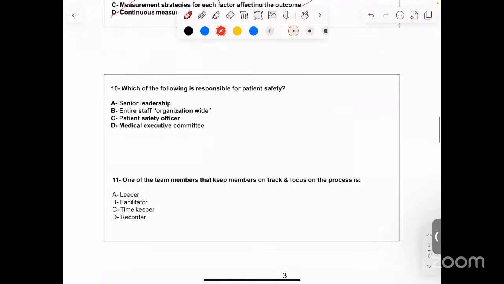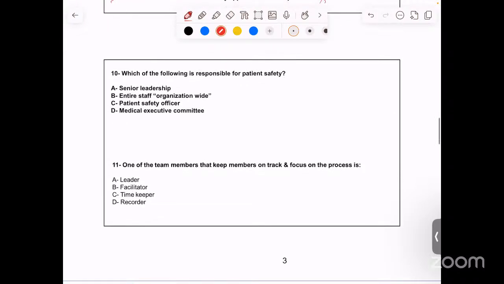Number 10. Which of the following is responsible for patient safety? A, senior leadership; B, entire staff organization-wide; C, patient safety officer; D, medical executive committee. What's the answer here? Who is responsible for patient safety?